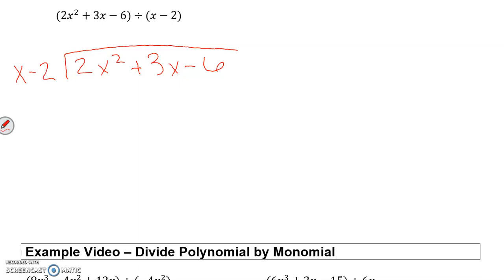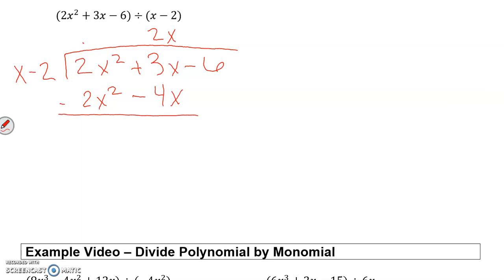So I'm going to first think of what 2x squared divided by x is, and I know that is going to be 2x. And since this is a binomial, I'm going to write it above my 3x here. So 2x times x is 2x squared, because I want to think of what's going to get rid of that term on the left. And then I have 2x times negative 2 is negative 4x.